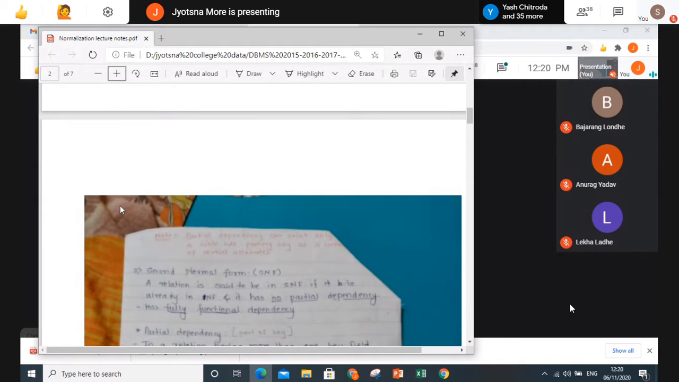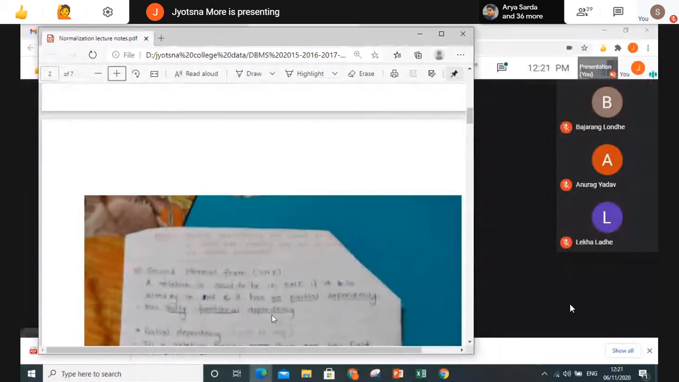Yeah. So second normal form. For second normal form, you have to remember these underlined words, or you can note down those words. No partial dependency, or you can say it should be fully functional dependency. It must have a fully functional dependency. No partial functional dependency. That word you remember.